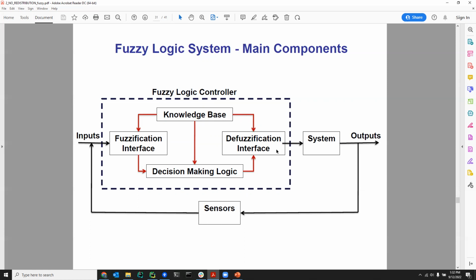output. And then that output gets fed into some system with some dynamics, some data gets fed back, gets passed through your sensors, and then comes back again. So this is just a traditional dynamic system feedback loop with a fuzzy logic controller inside of it. And we'll see some actual examples of what this looks like in a little bit.